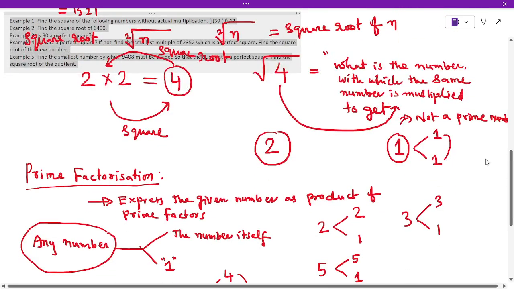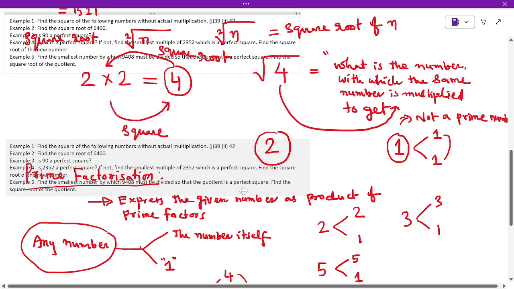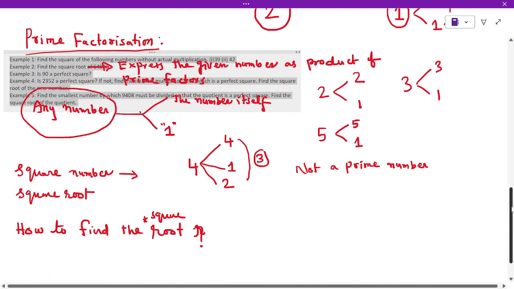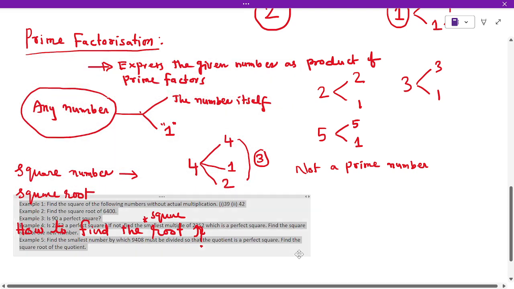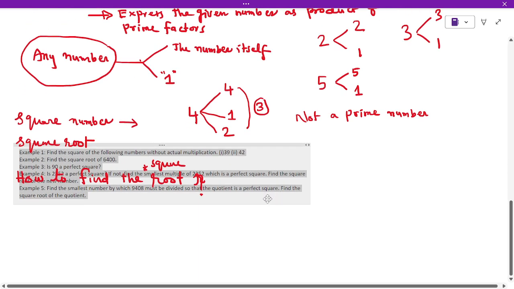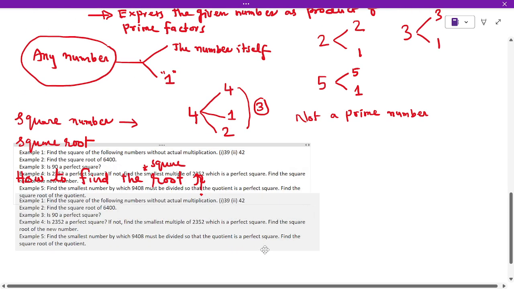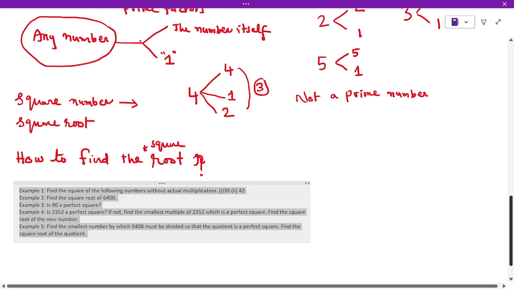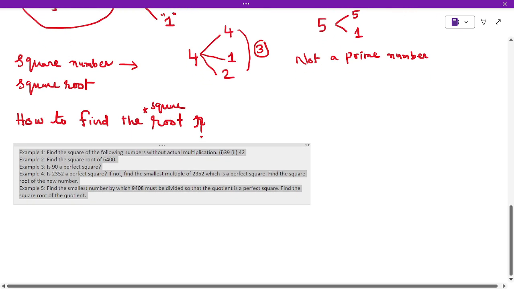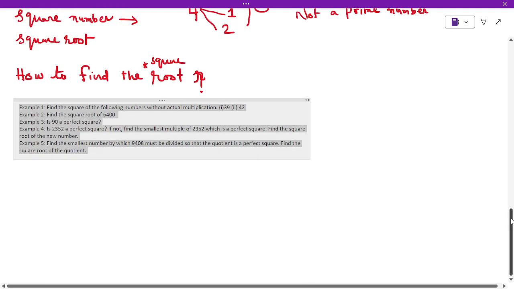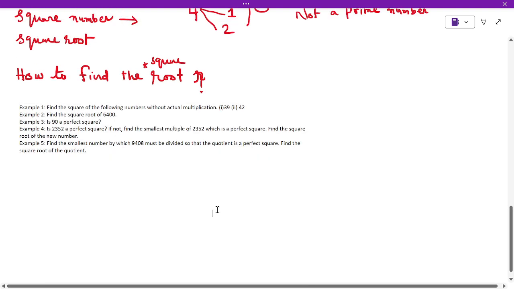Okay, so because it will be easy for us to understand, every time I scroll up and scroll down, it will create confusion. So let me bring all the questions down so that it will be easy for us to understand the question also. Clear? Okay, so we are done with the first question, right?